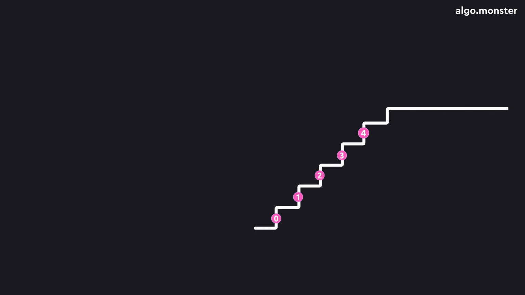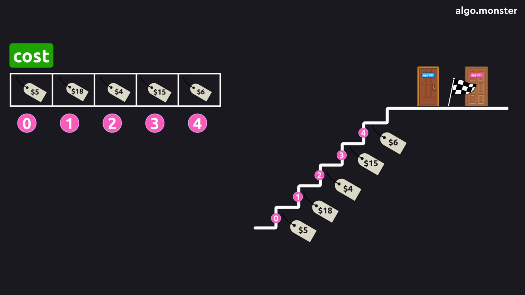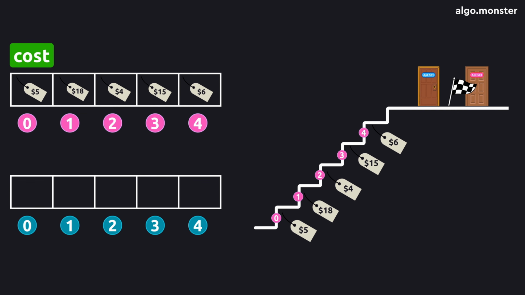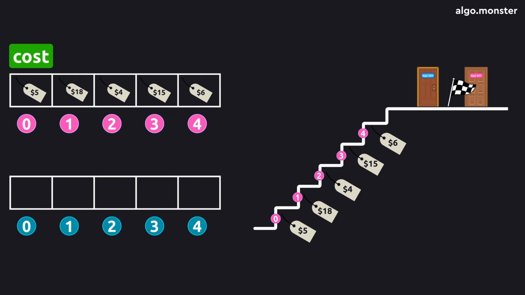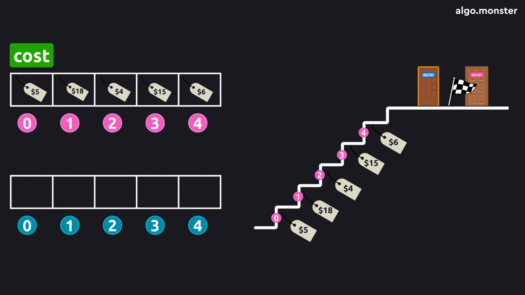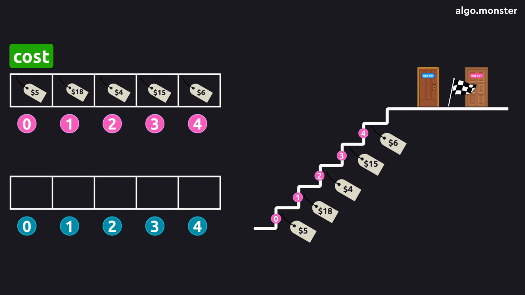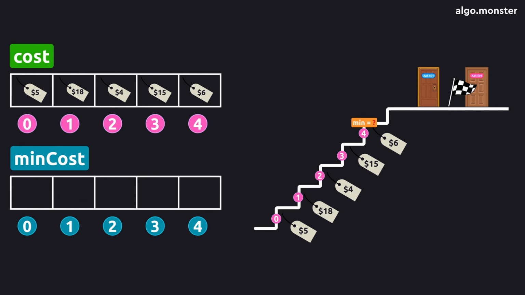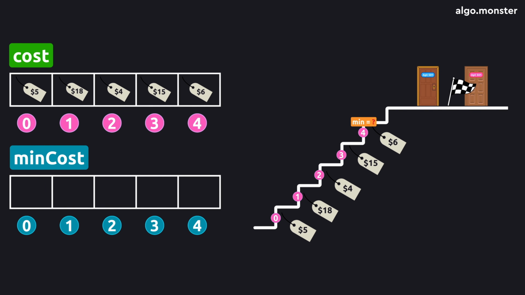It turns out that just like in the previous problem, we can create an array where we store an intermediate value for each stair. The difference is that before we were storing the number of ways, and now we're going to store the minimum cost to reach each stair. Let's call this array min cost. Why do we need it? Because in this problem, once again, every next result depends on the previous ones.